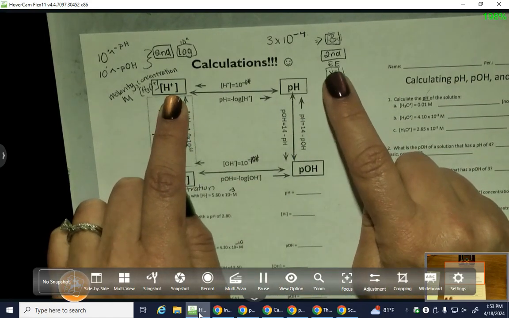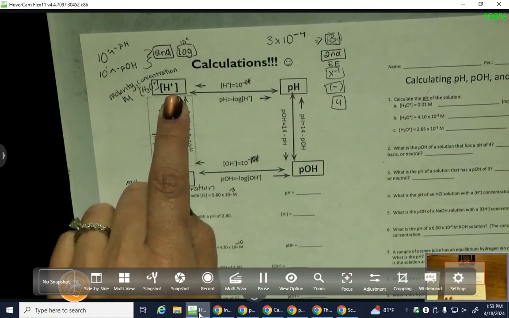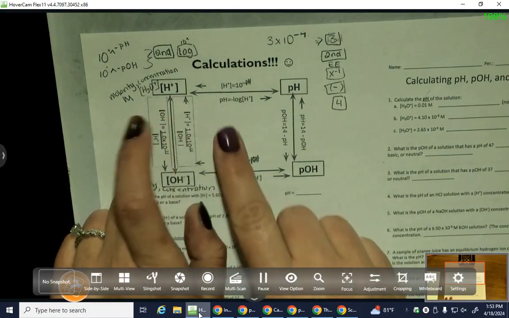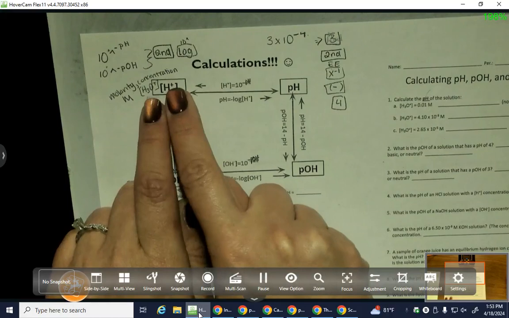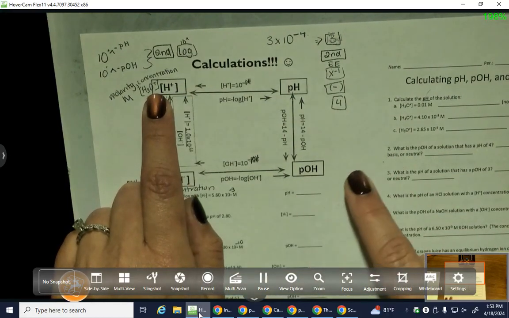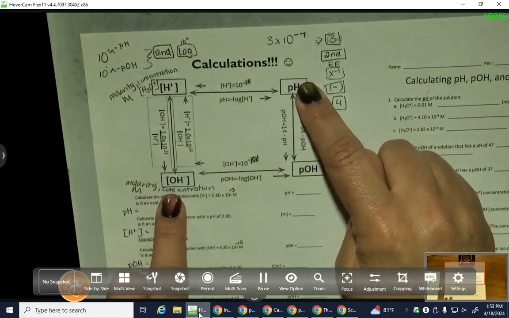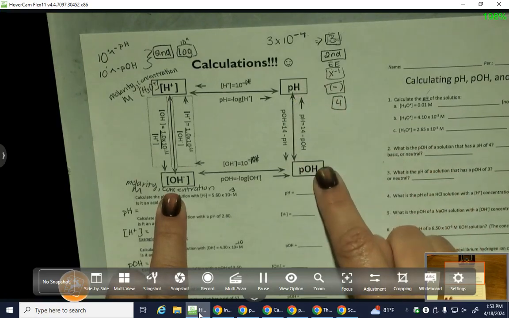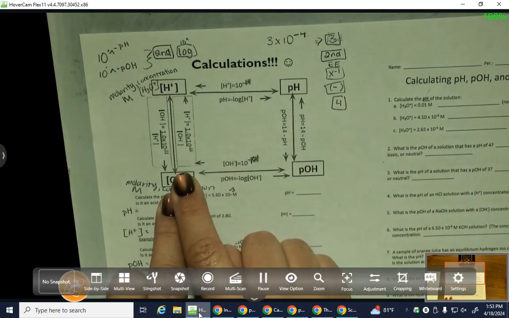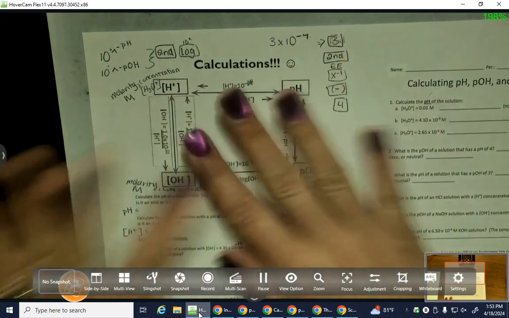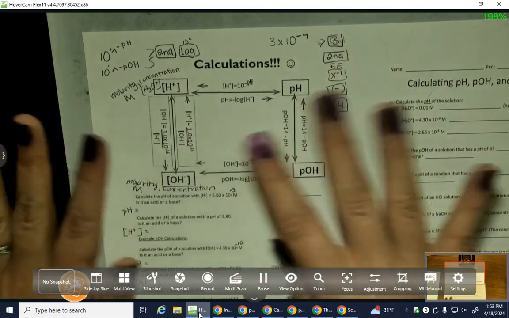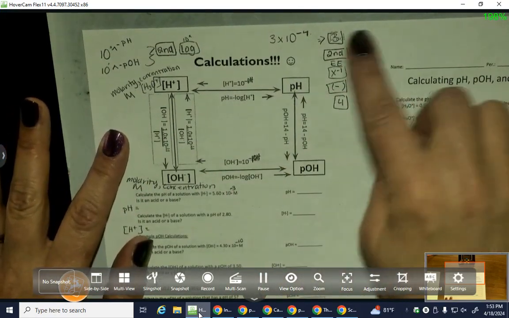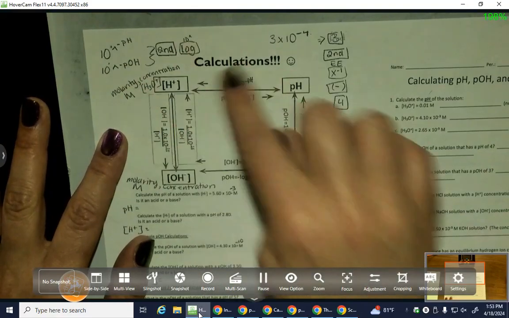The only way you will have a multi-step problem is if I'm going from the hydrogen concentration to pOH or pH to hydroxide concentration, where you will have to travel down and then across. So we will come back to this. I'll make sure I go slow there to show you how to use those. I'll come back for the calculator help as well in a second.